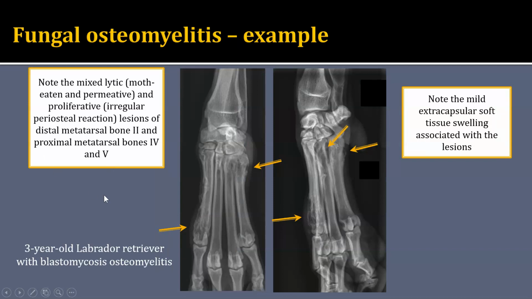And then here's a patient that has fungal osteomyelitis, blastomycosis, that is involving the metacarpus. This is a 3-year-old Labrador Retriever. And if you look at the second, the fourth, and the fifth metacarpal bones, you can see this kind of mixed moth-eaten to permeative areas of lysis with cortical lysis, as well as some irregular periosteal reaction. And then there's mild associated soft tissue swelling. So polyostotic lesion with aggressive patterns of lysis.